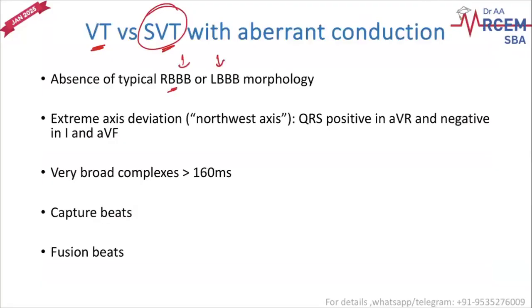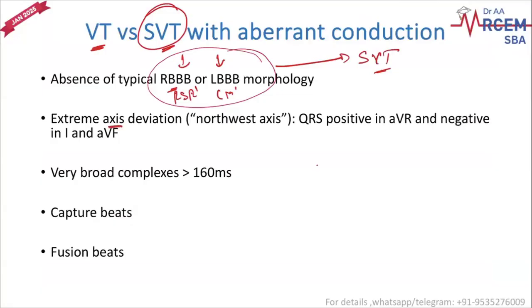If an RSR dash pattern, an M pattern, is seen, then more likely this is a supraventricular tachycardia with an aberrant block, or basically we call it aberrant conduction. Extreme axis deviation: we are aware that aVR is exactly opposite to the cardiac axis.